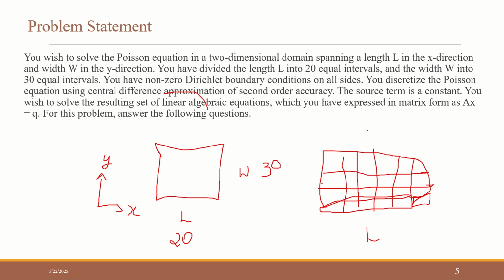We are dividing x into 6 equal divisions and y into 4 equal divisions. Alright. Now we need to know how many points we are getting. So we are getting 1, 2, 3, 4, 5, 6, 7. 7 points here.